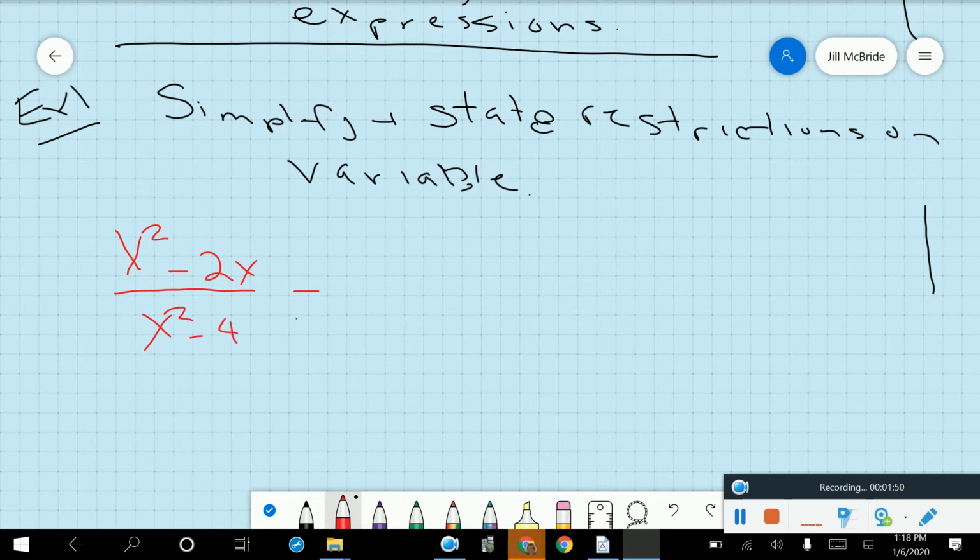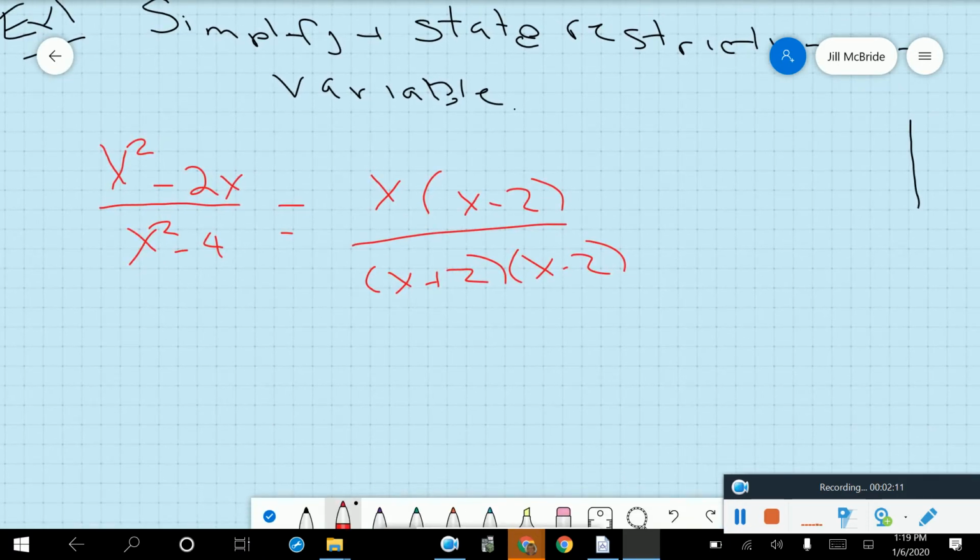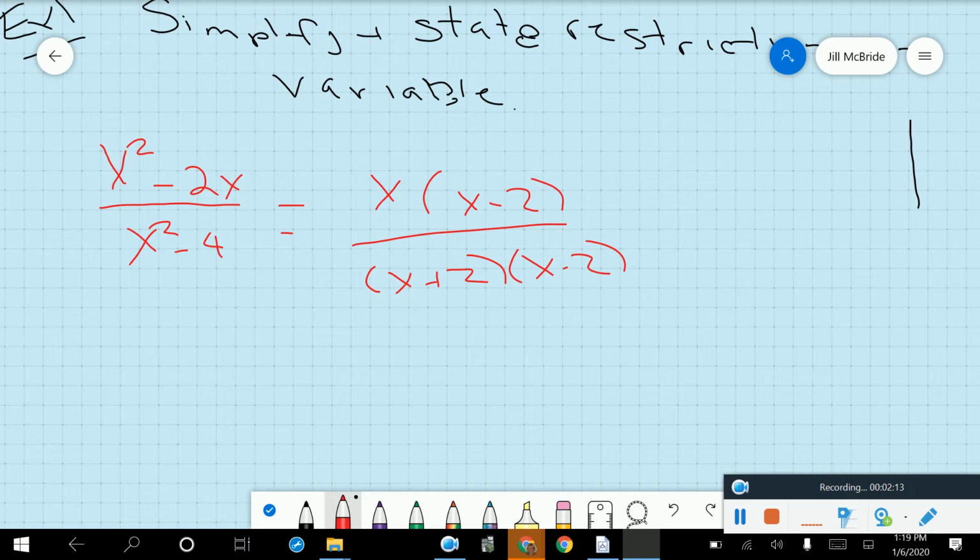Okay, the key to everything here is factoring. In the numerator, I'm going to take out an x. So I'm left with x times x minus 2, and the denominator is the difference of squares. So I have x plus 2, x minus 2. Okay, now to look at the restrictions on the variable. I see that the x minus 2's cancel out, but we have to do our restrictions on the variable on the original expression before we simplify.